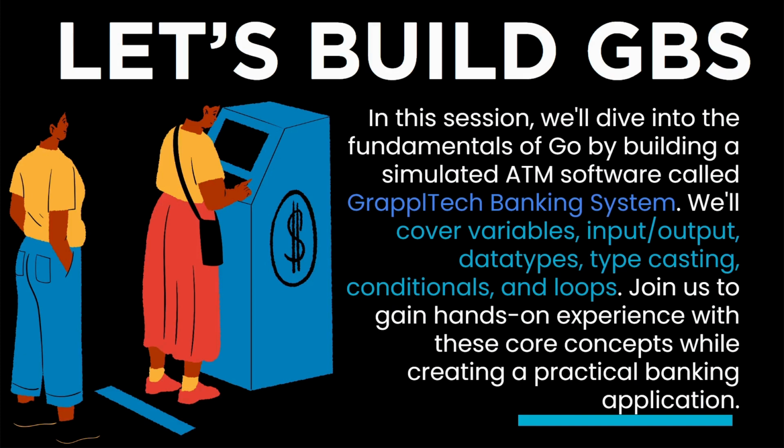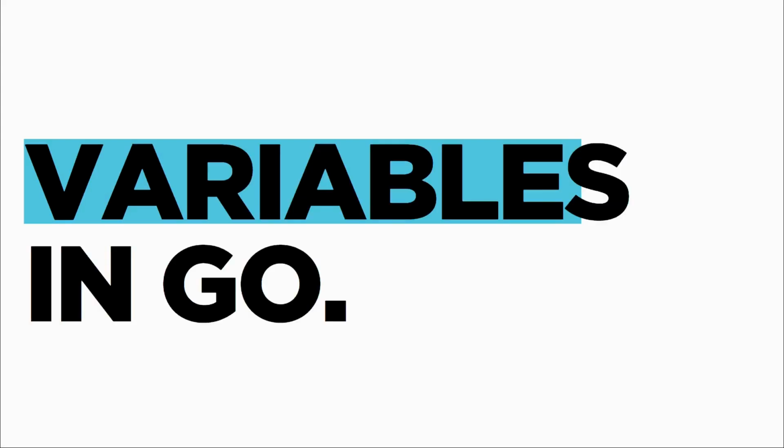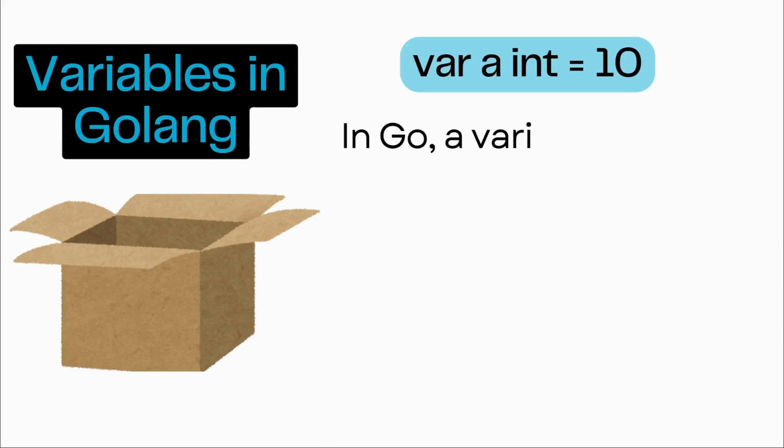And by building this, we will cover all the core concepts like variables, input, output, data types, typecasting, conditionals, and loops, and that too deeply. Okay, and we'll be having a series of episodes where we'll be covering each and every topic in depth. So let's get started with variables. Variables in Go. So what do you mean by variables in Go?